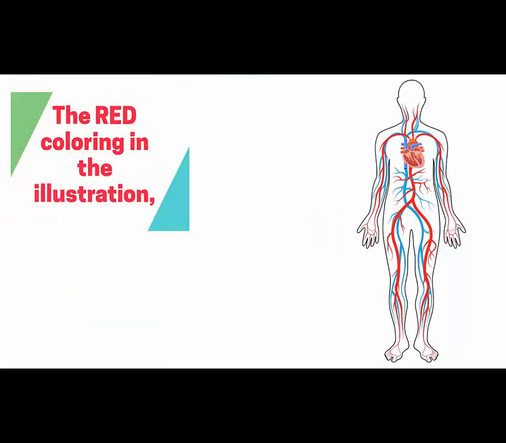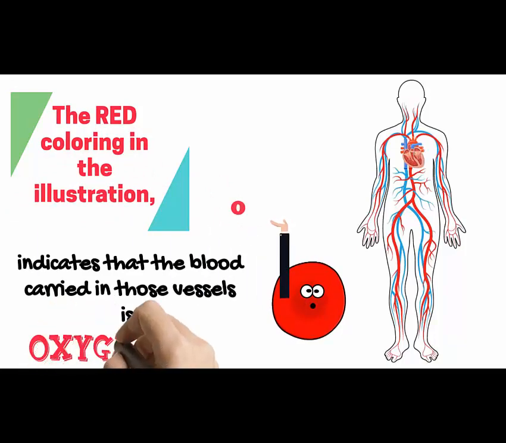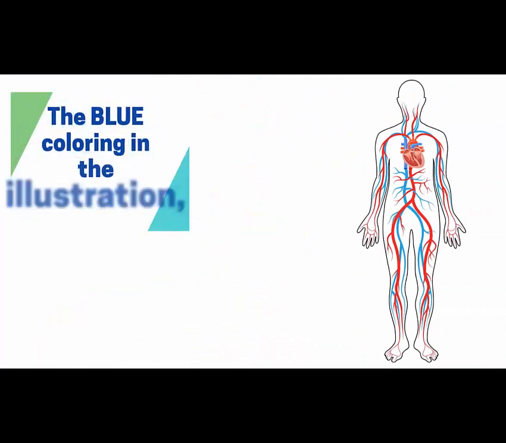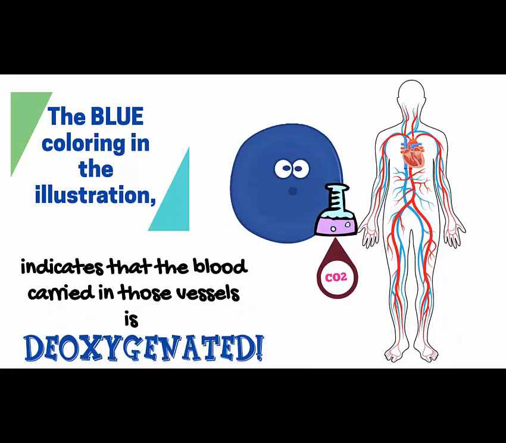The red coloring in the illustration indicates that the blood carried in those vessels is oxygenated. The blue coloring in the illustration indicates that the blood carried in those vessels is deoxygenated. However, they are carrying carbon dioxide.